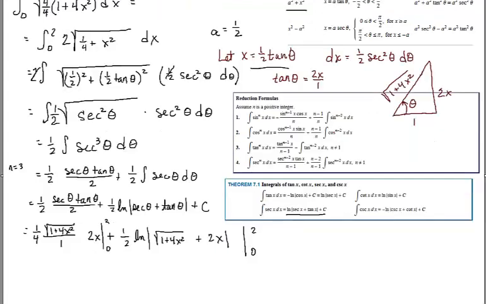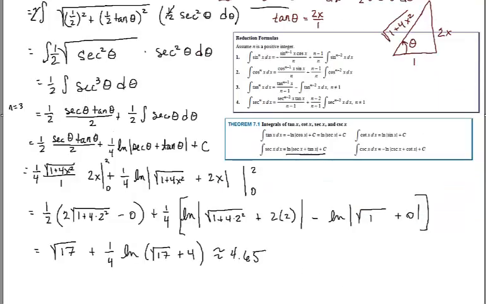Alright, I have all of those plugged in. My limits of integration, now I can just do that as 2 to 0, and I'm going to plug all that in and see what I get. Alright, after that big old long messy thing, you can say that this is the exact answer, or you can say this is my approximate.